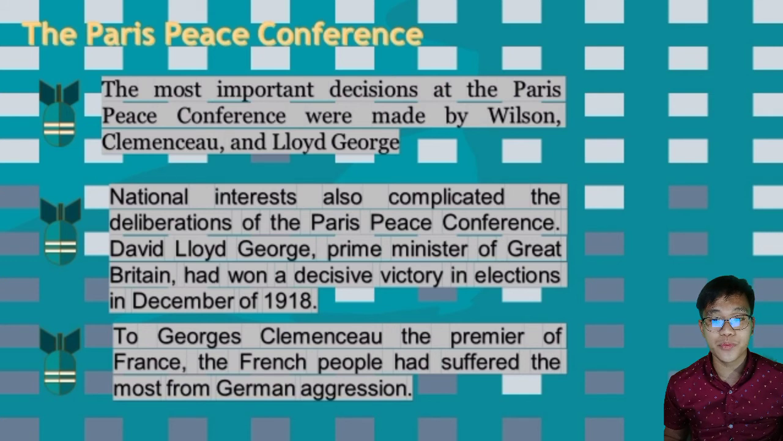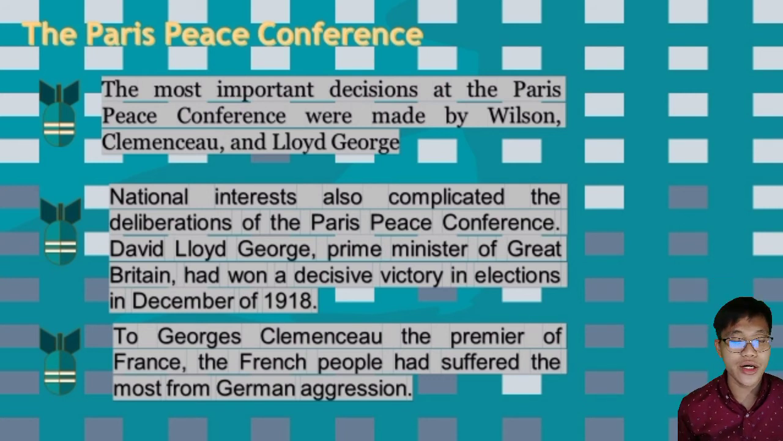His platform was simple: make the Germans pay for this dreadful war. France's approach to peace was chiefly guided by its desire for national security. On January 25, 1919, the conference accepted the idea of the League of Nations.